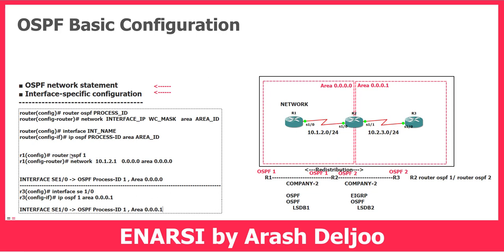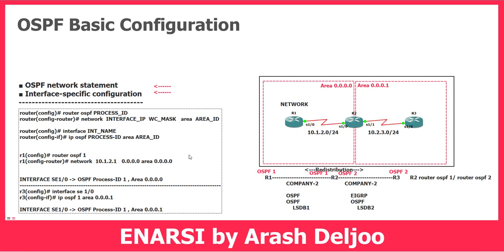As you can see here, in the first method, we should go to the OSPF process, router OSPF 1, and then with the network statement, we can identify which interface should be enabled with which OSPF process, and also, for example, in which area. But in router 3, as you can see here, first we went to the interface, then we have configured OSPF for the interface serial 1/0, in process 1 and also area 1.